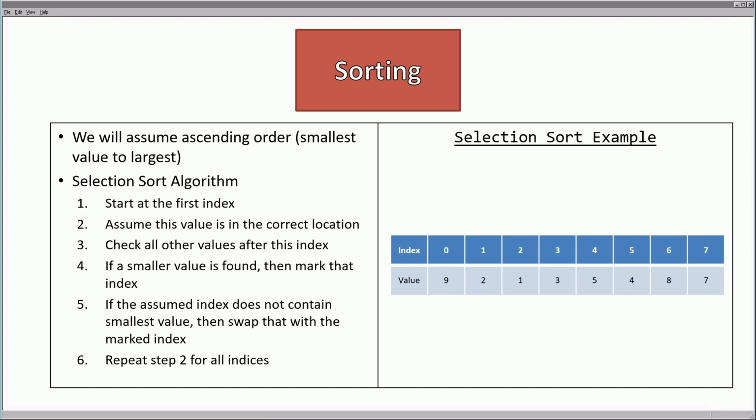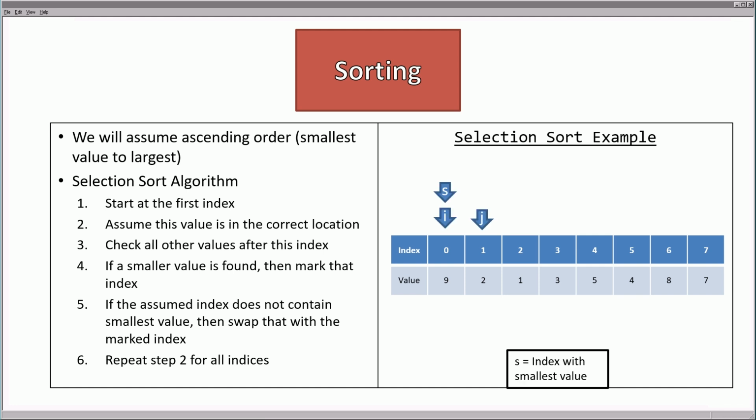Let's first introduce an algorithm called selection sort. The idea in selection sort is, starting from the first index, you want to find the smallest value and make sure that that smallest value is in the first index. Then you move on to the next index and you look for the next smallest value, then the next smallest value, and so on until you're done.